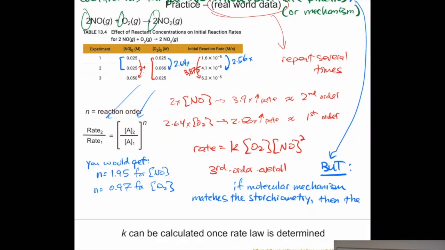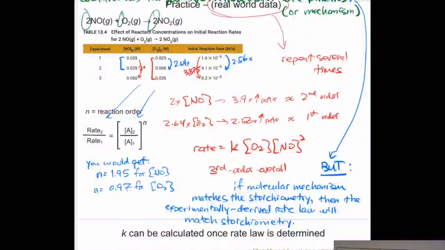Then the experimentally derived rate law will match the stoichiometry. Now, even writing it out, it looks confusing, okay? But leave it there in your notes, okay? Because when we get there, and then when you start reviewing things, you'll see this in your notes, and you go, oh, yeah, that does make sense now.